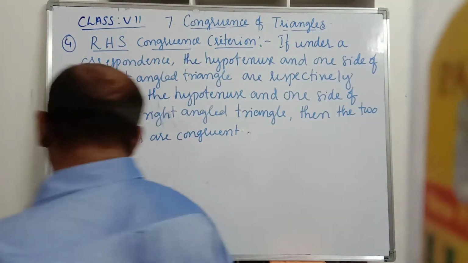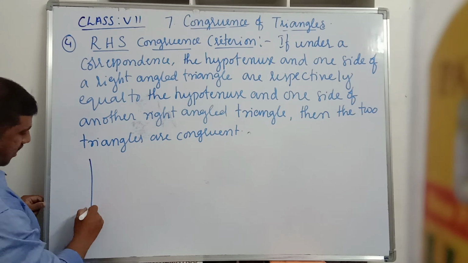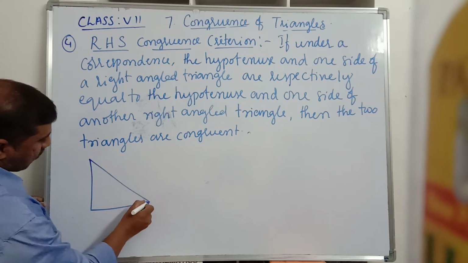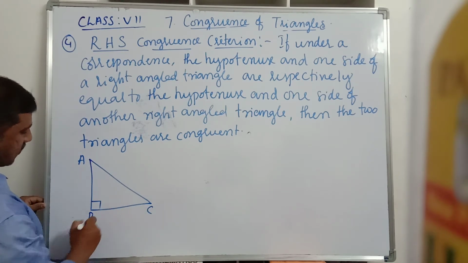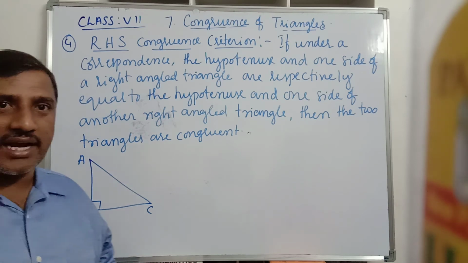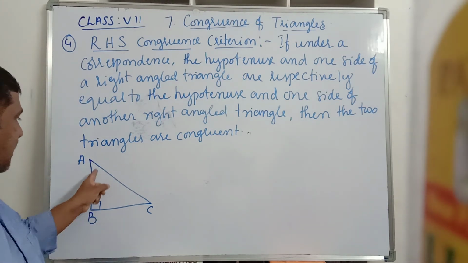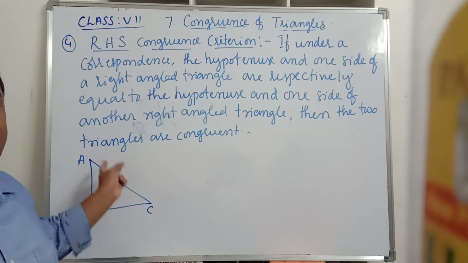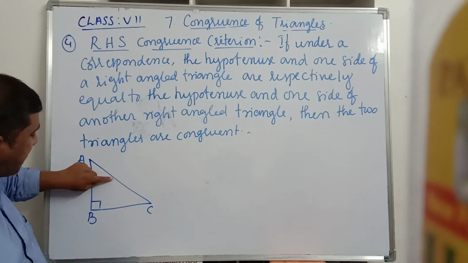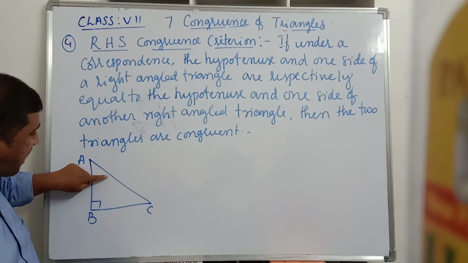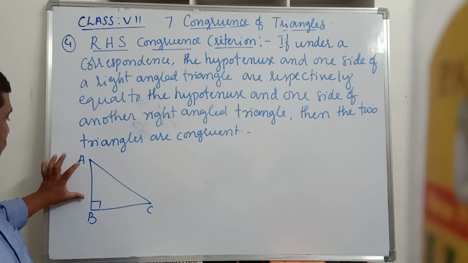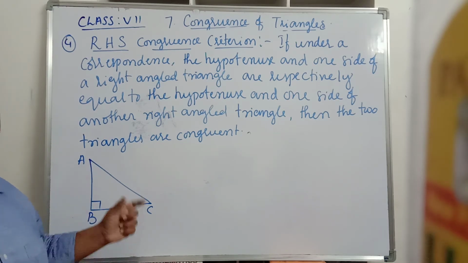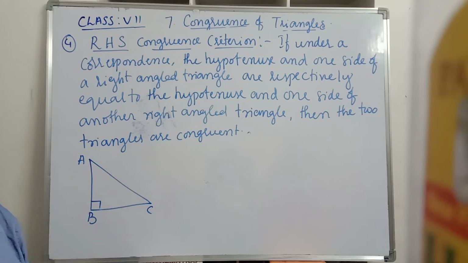So here let us consider two right angled triangles, triangle ABC and triangle PQR. In triangle ABC, angle B is equal to 90 degrees. Now in this right angled triangle, which is the hypotenuse? Yes, AC is the hypotenuse, as the side AC is opposite to the right angle. Then the two sides AB and BC are the perpendicular sides, also known as legs of the right angled triangle.